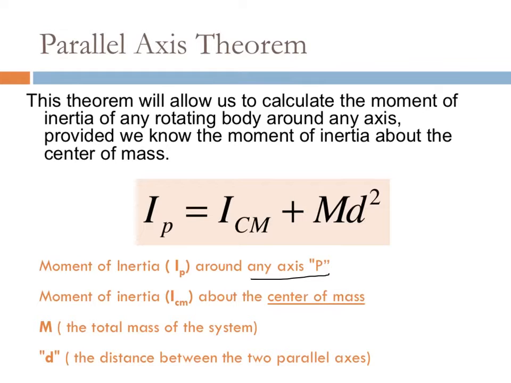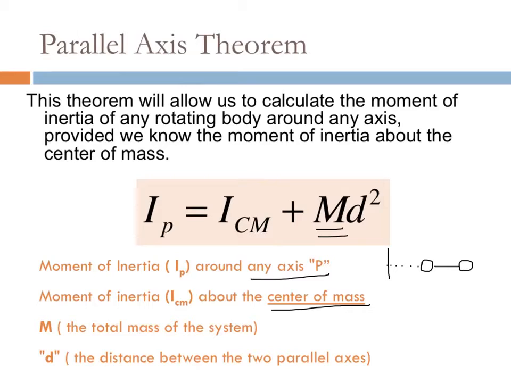The moment of inertia I_CM is going to be the moment of inertia about the center of mass. M is going to be the total mass of the system. And D is going to be the distance between the two parallel axes. What that means, and we're going to see an example of that in just a second, is like in our previous example where we had our mass and rod system a distance 2 meters away from our axis of rotation.